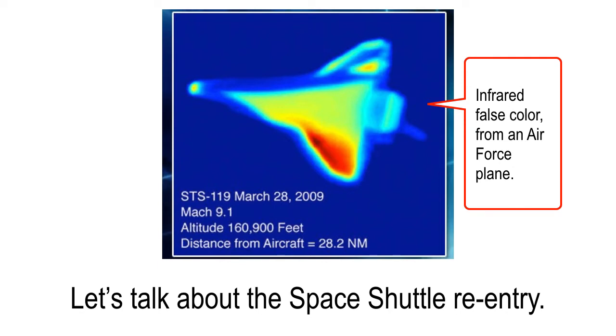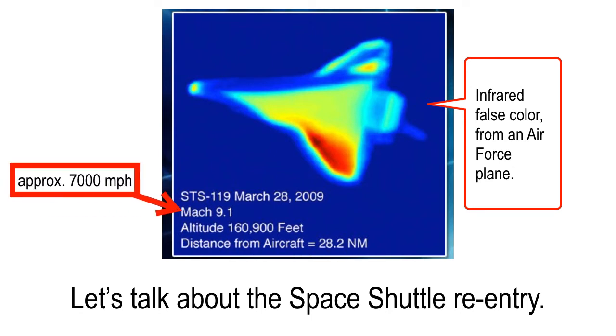Now let's look at some of these specs over here. This is March of 2009, STS-119. So it's coming in. They can track it and figure out the speed, distance and time. They get Mach 9.1. Now that is faster than any known jet that we or the Russians have. I mean, we've got some pretty fast jets, but not that fast. And this is not a jet. It's coming downhill from its orbit about 200 miles up.